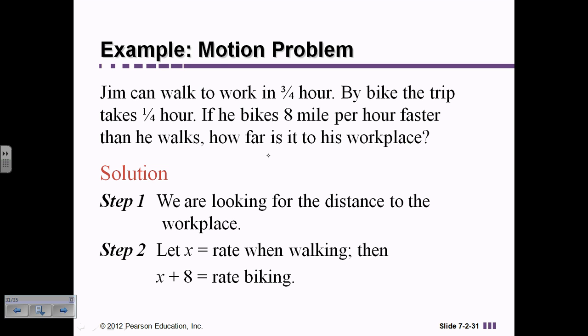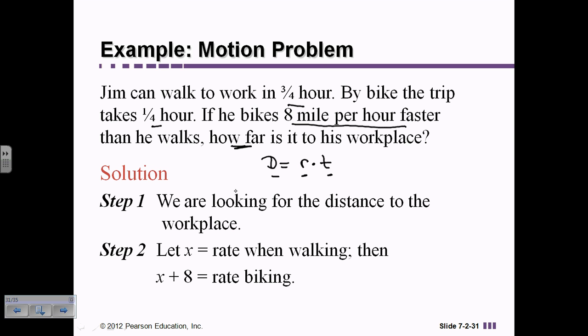So you've got to remember the 3 parts to the problem. Distance equals rate times time. So D is distance. In this problem, that's what we're looking for. We're looking for how far. R is the rate, how fast we do something. 8 miles per hour faster is talking about the rate. T is time, 3/4 of an hour, 1/4 of an hour. Those are my time variables.